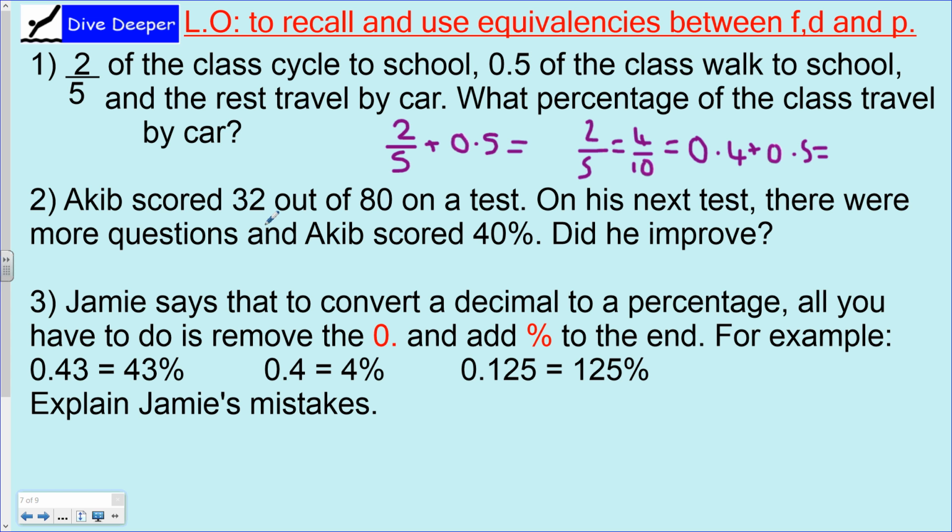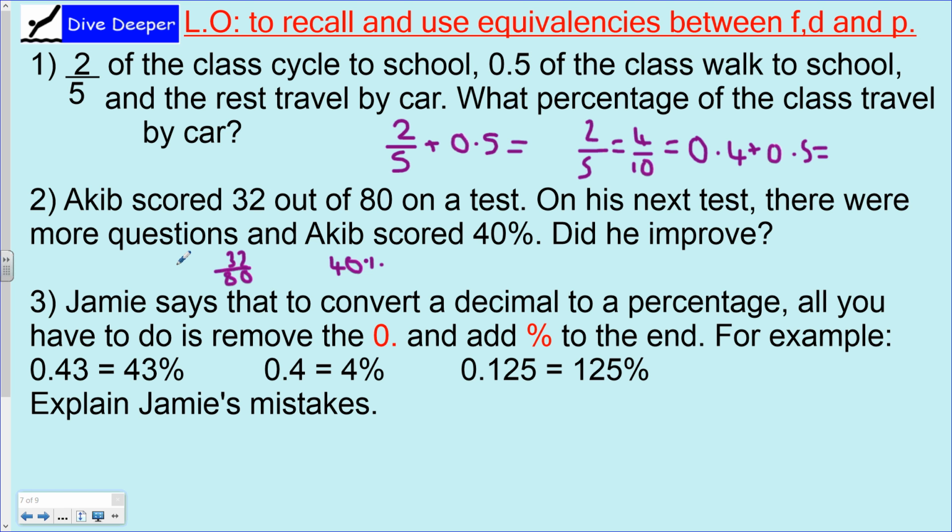Akib scored 32 out of 80, so write that as a fraction. Okay, write it out, 32 out of 80. Okay, don't ever leave them in words. You need to be able to have that visualization of what you're doing. So 32 out of 80 on a test. On his next test, there was more questions and he scored 40%. Did he improve his score? Okay, so it's asking you to compare 32/80ths and 40%. So I would have a go at changing 32/80ths into a percentage. Can you simplify it? Can you change the denominator so it can become 10 or 100?